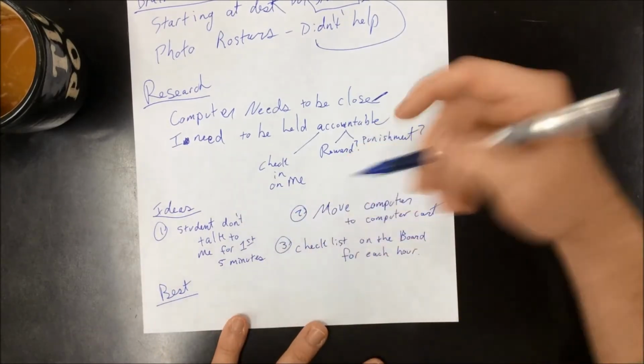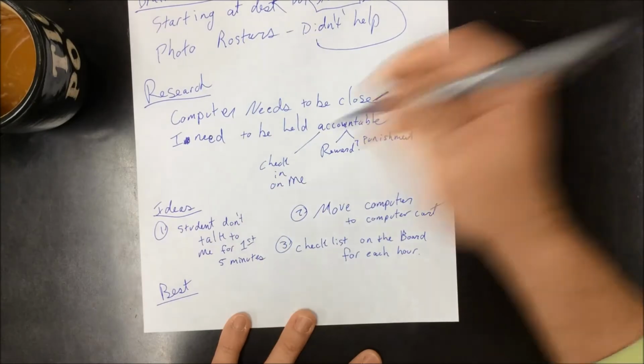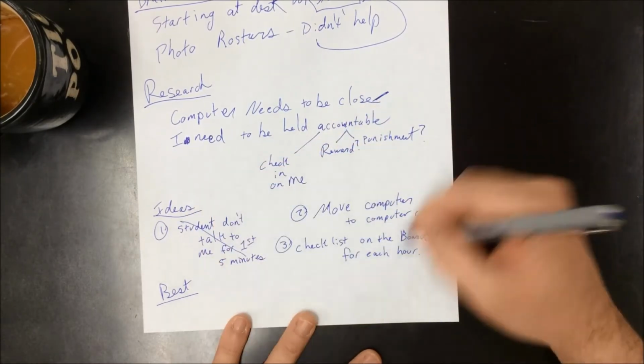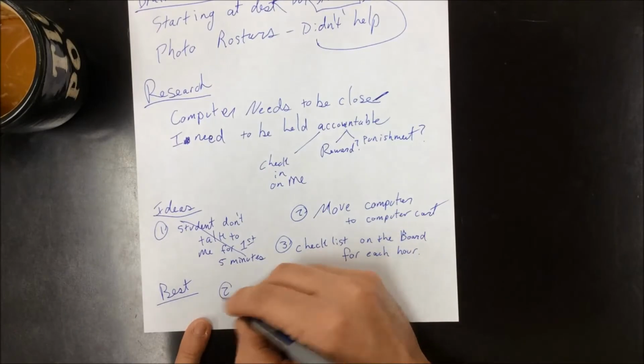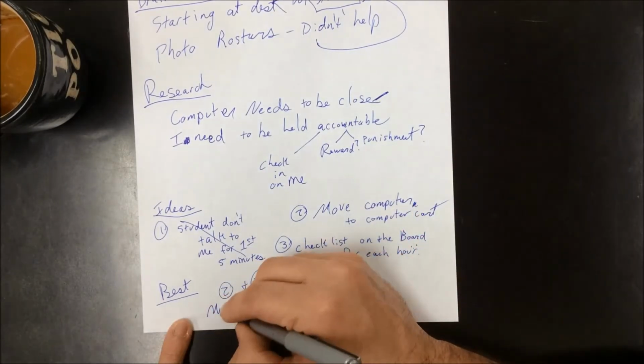So choosing the best. I like talking to my students. Usually I play my ukulele and I talk to them during this part. So I'm not going to go with 1. I think I'm going to go with both number 2 and 3. This one will hold me accountable, and this one makes it easy to do.